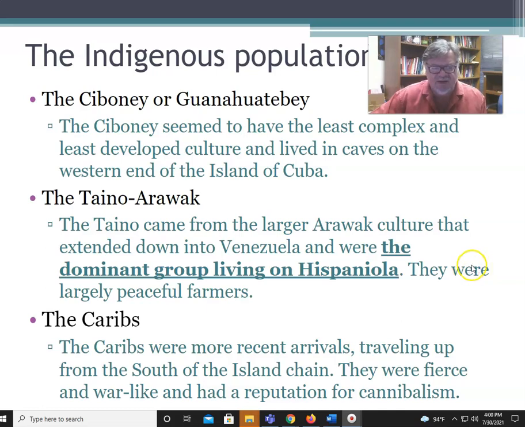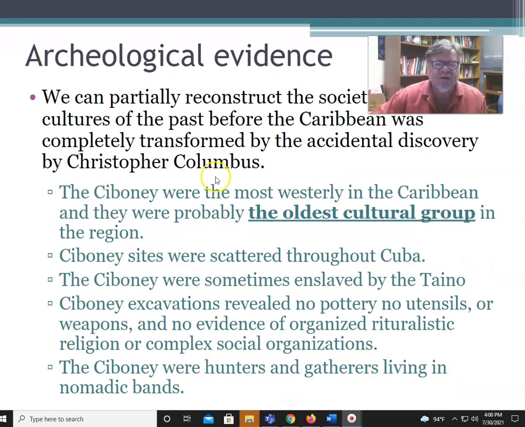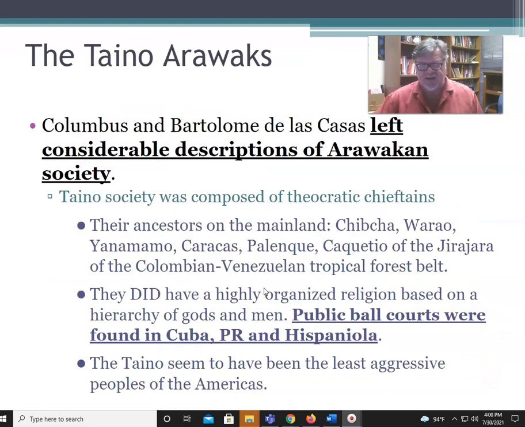And I've already talked about the Caribs. The Siboney were the most westerly in the Caribbean and the oldest cultural group in the region, and very little was really known about them. They were scattered throughout Cuba, and they sometimes were enslaved by the Taino. The excavations of Siboney sites revealed no pottery or utensils or weapons, no evidence of any organized ritualistic religion or complex social organization. They were hunter-gatherers living in nomadic bands.